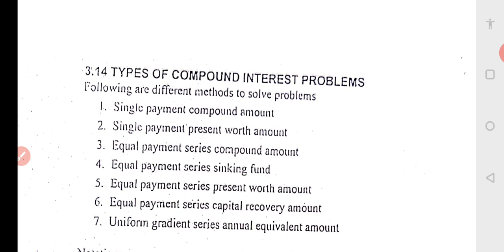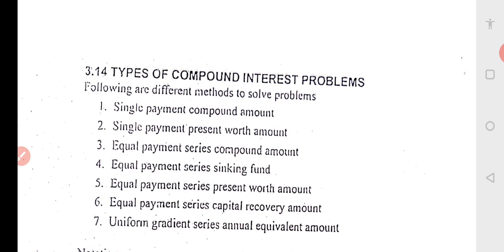This is known as equal payment. It means I am going to get equal payments of 8,000 rupees for a period. Equal payment series present worth amount. Present worth means how much I should invest now, today, so that I get equal payments for a series, that is, a number of years. This is the present worth P.